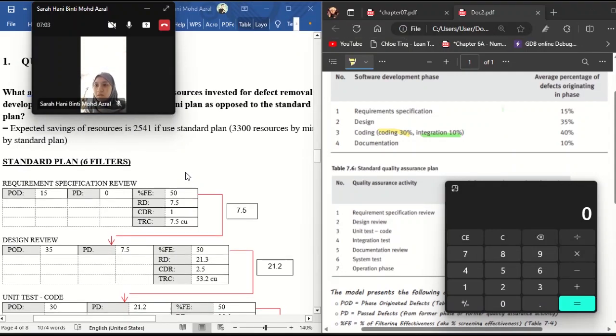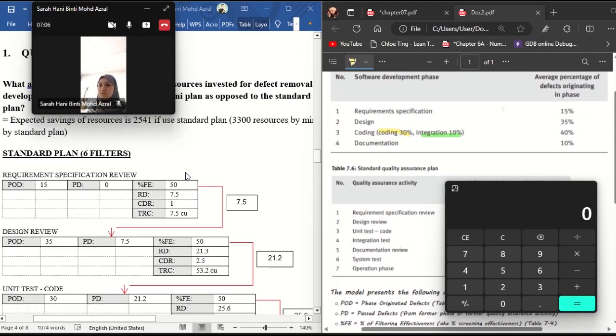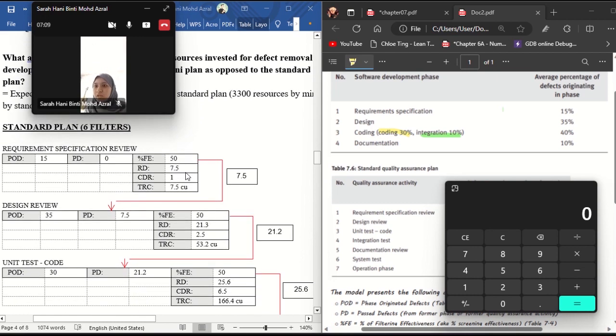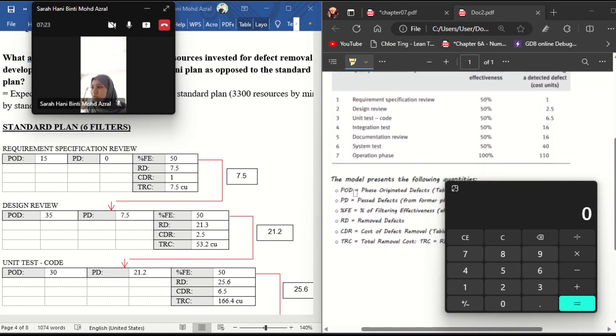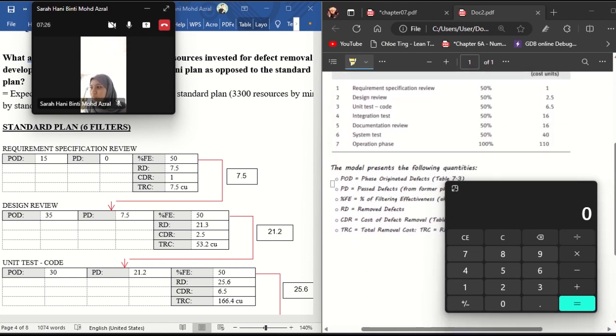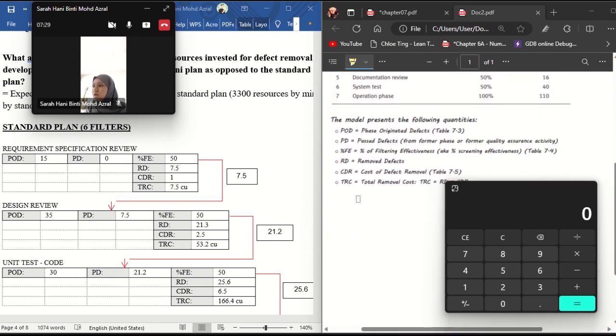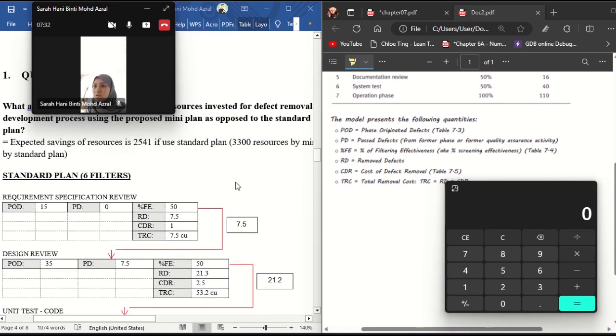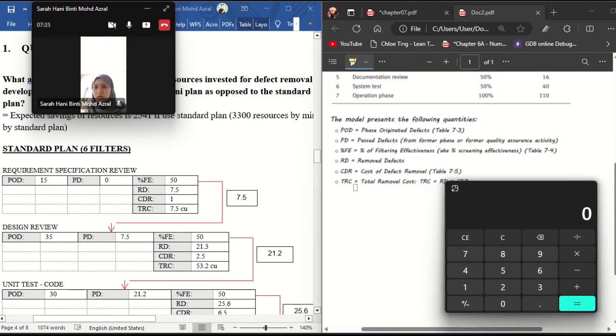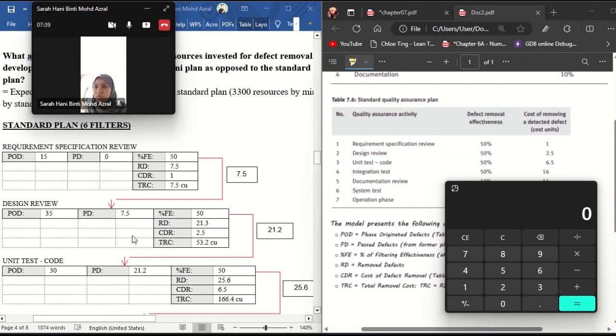I'll be explaining the standard plan and the calculation behind the plan. So for the first phase, we have the requirement specification review. So what is POD? POD is phase originated defects, and FE is filtering effectiveness, and CDR is cost defect removal. So these three quantities are given and fixed.